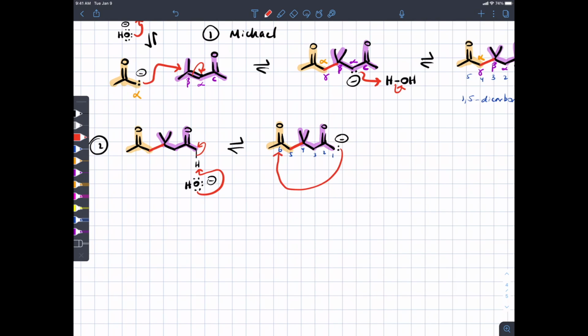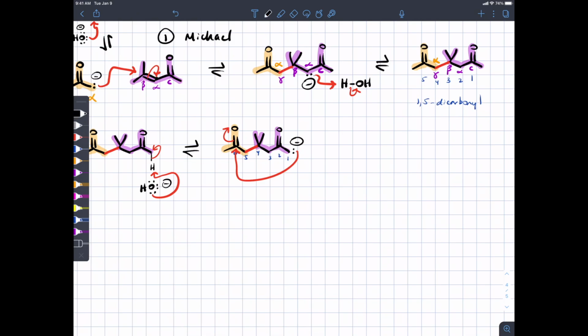It's a 6-membered ring, so we attack the carbonyl carbon to get a tetrahedral intermediate. Let me try that arrow again. We attack carbon 6. We know we made a 6-membered ring, so at this point you draw a hexagon and then you start numbering the atoms of the ring: 1, 2, 3, 4, 5, and 6. The new bond that we made is between 1 and 6.